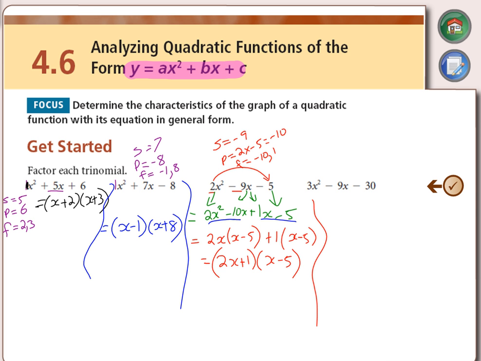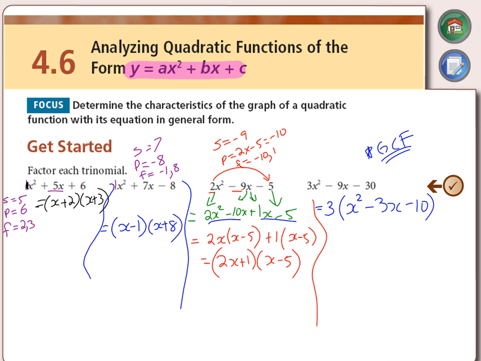Last one, sum, negative 9. Whoa, wait a minute. Let's stop the boat right there. We've got to look, first of all, is there a GCF? In this case, there is. So always, first step of factoring, GCF. Don't forget about it. I can pull out a GCF of 3, which leaves me with x squared minus 3x minus 10.